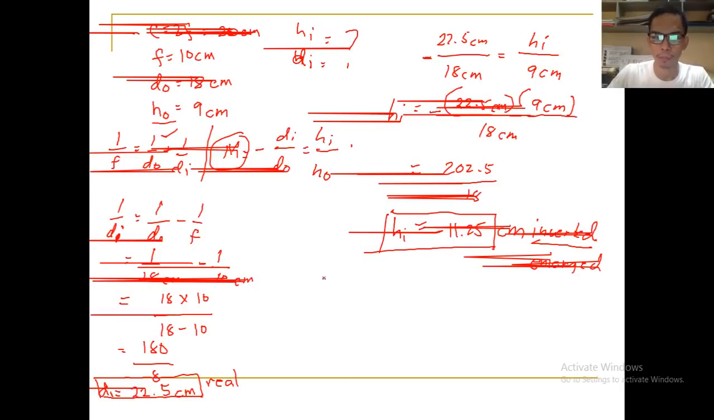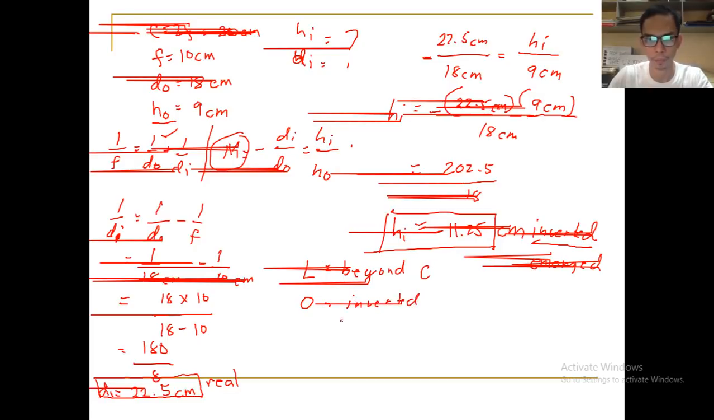Now let's look at the location of the image. The location of the image is 22.5 and our center of curvature is 20, so the image is beyond C. Next, orientation: is it inverted or upright? Based on our answer, the height of the image is negative, so it is inverted. Next, the size of the image: is it reduced, enlarged, or the same? The height of the object is 9 and it increased to 11, meaning it becomes enlarged.